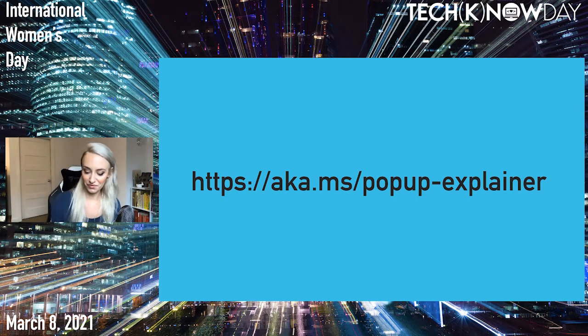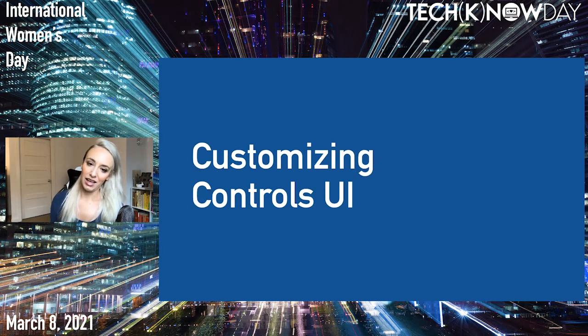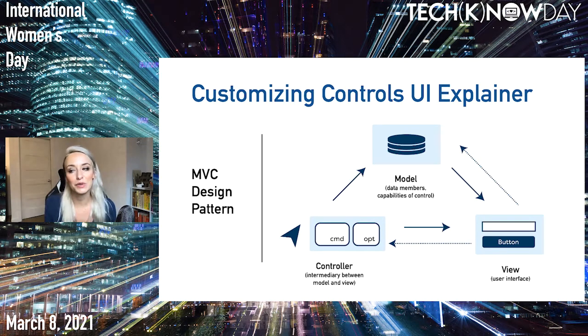Now I want to talk about perhaps the part of this that I'm most excited about. Let's talk about fixing the current problems with styling controls. Last August 2020, an explainer with proposed solutions for how we're going to approach enabling customization of controls UI was released by the Chrome, Edge, and OpenUI teams. The proposal for form controls is using a pattern called the MVC design pattern, where the form control is made up of three different parts: a model, a view, and a controller.